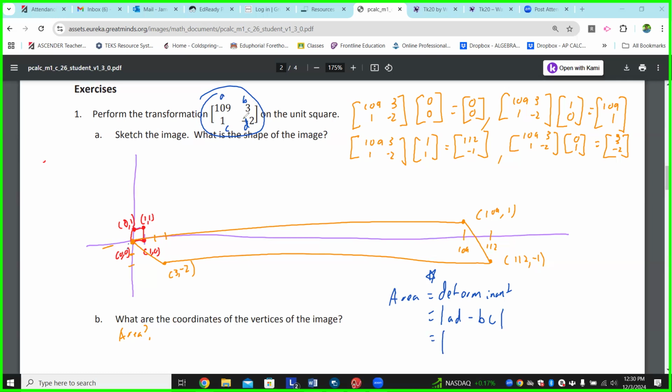So all you have to do is 109 times -2 minus 3 times 1. Figure out that result. What is 109 times 2? Good, -218. Minus 3 times 1. What is -218 minus 3? -221. Very good. And then the absolute value of -221 gives you your area: 221.